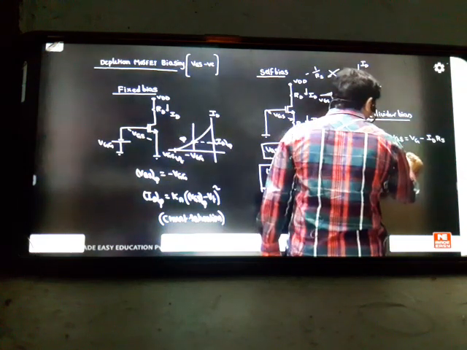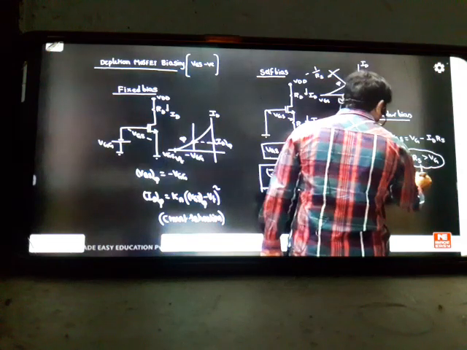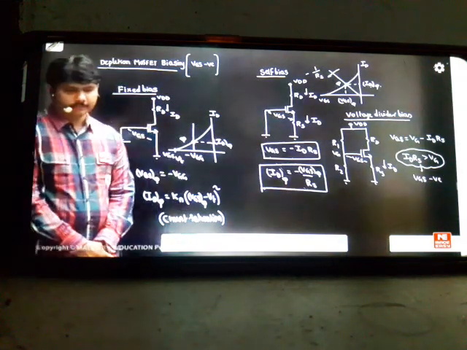And the condition we applied is ID into RS should be greater than VG, which is required to make the VGS work in reverse bias. This condition we have to apply. ID into RS we have to take more than the VG value.